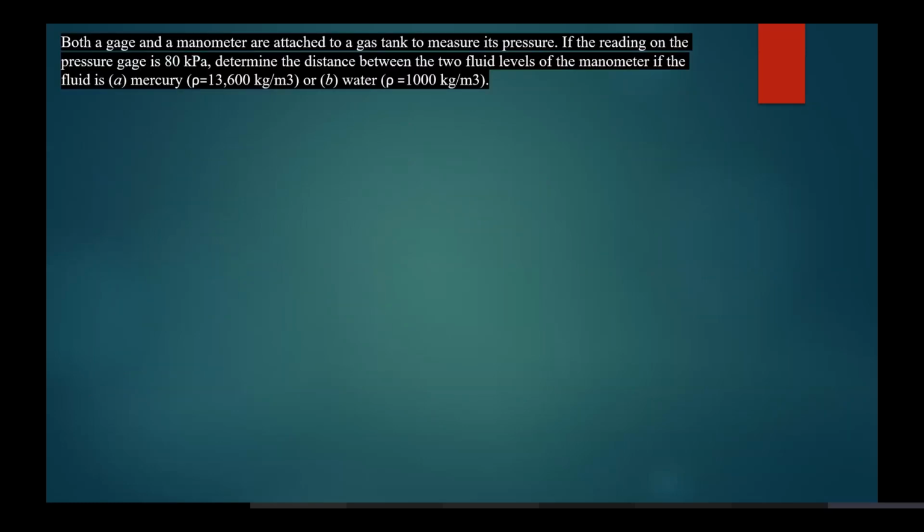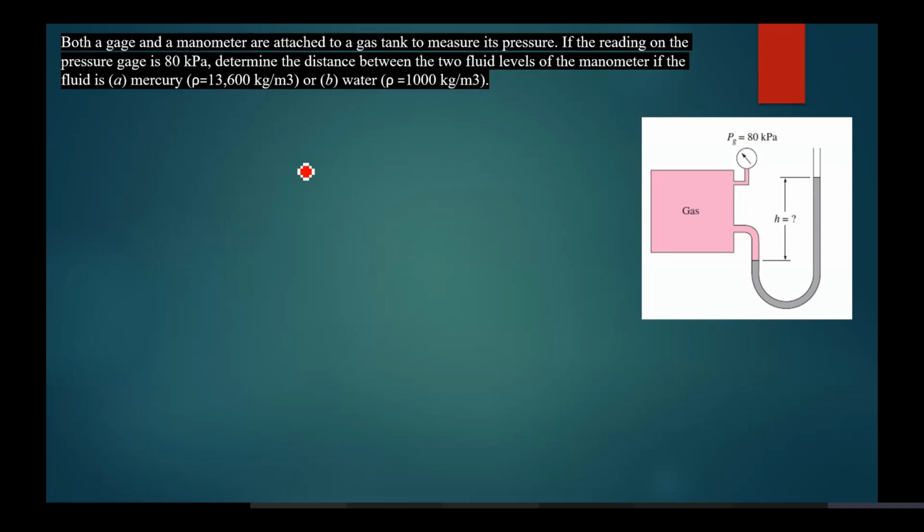Now, moving on, we have another example. You have seen these examples. You have solved these examples. We are just looking at how EES could help us evaluate the problem. Both a gauge and manometers are attached to a gas tank, and if the reading on the gas tank is 80 kilopascal, determine the distance between the two fluid levels of the manometer if mercury is this much density in part A and if water is this much density.